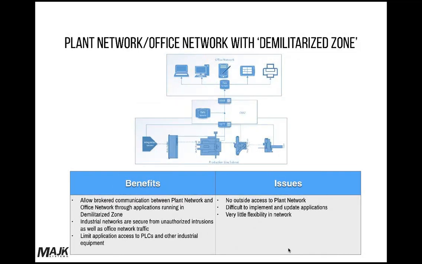Which brings us to the third type of network, the separate plant and office networks with a demilitarized zone in between. This is really popular in automotive right now. It allows brokered communication between plant network and office network through applications running in the demilitarized zone. Industrial networks are secure from unauthorized intrusions as well as office network traffic. And it pretty much completely locks down access to PLCs and other industrial equipment from the office network.